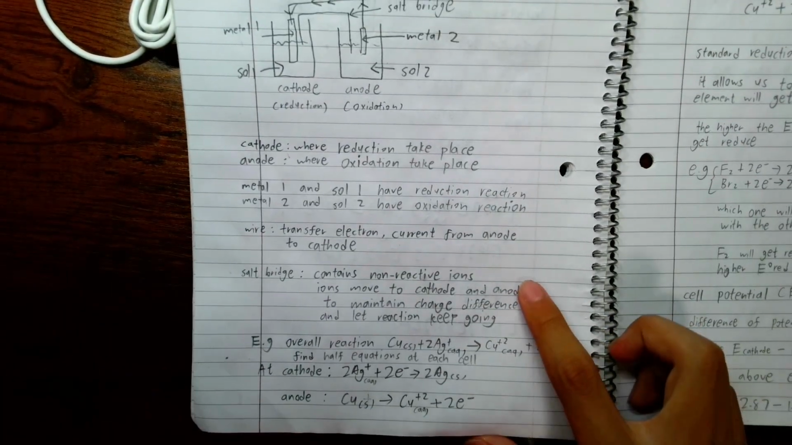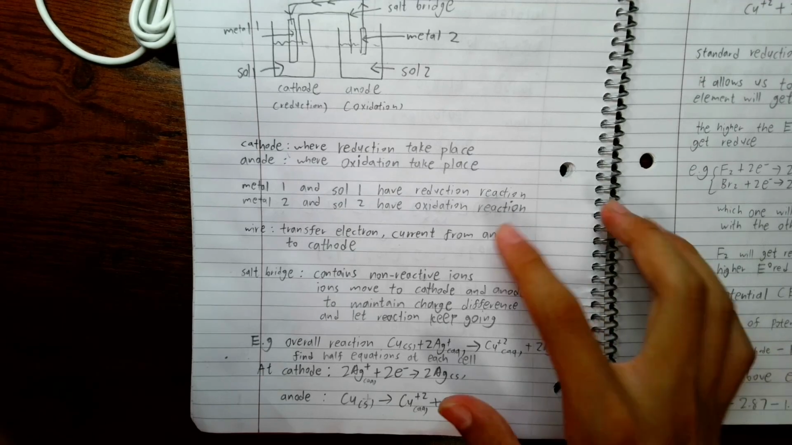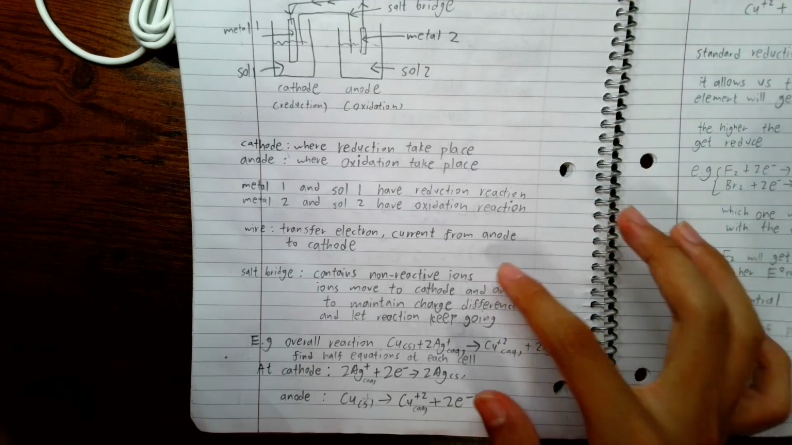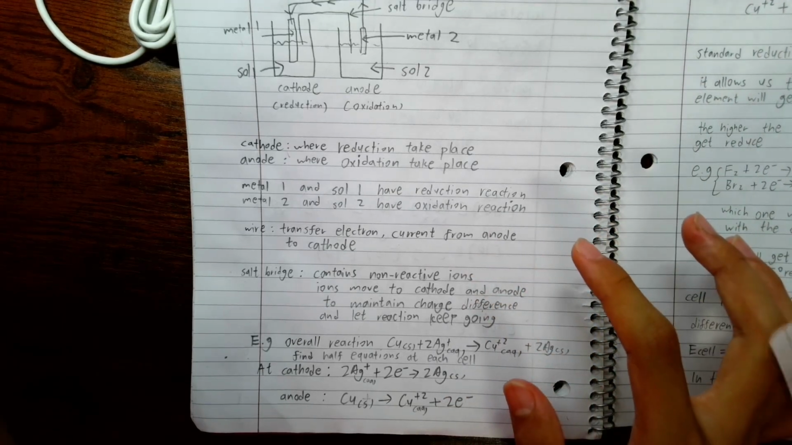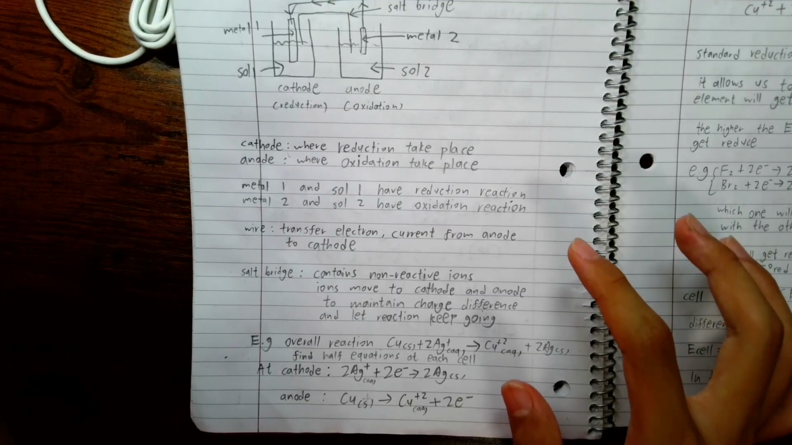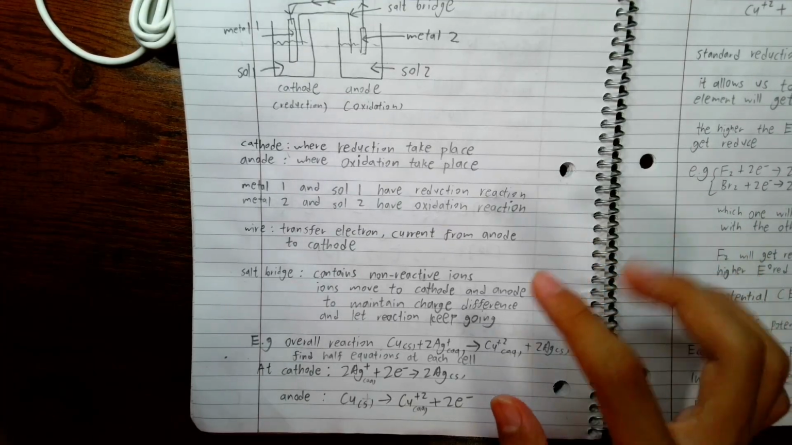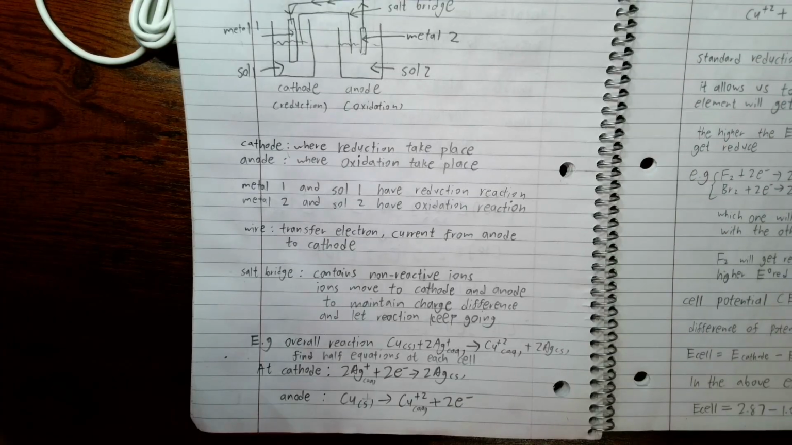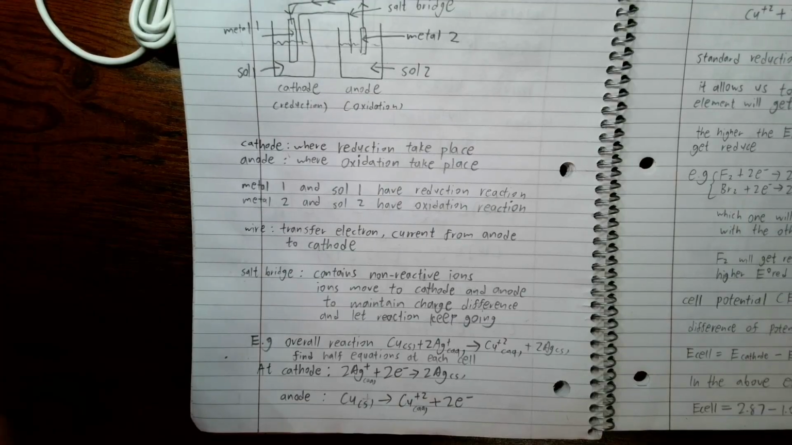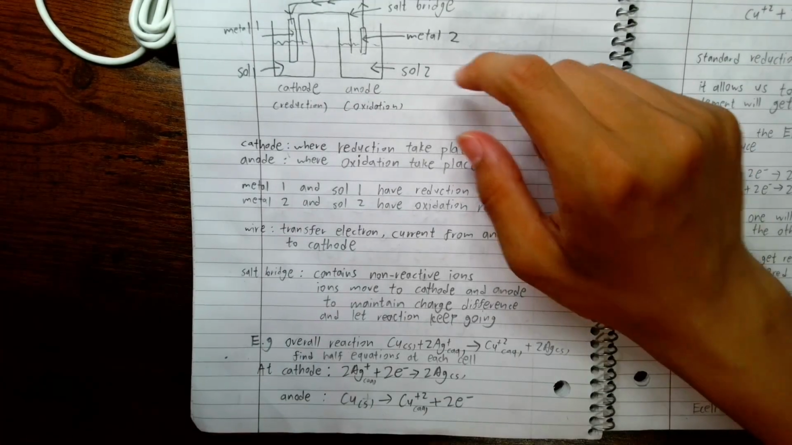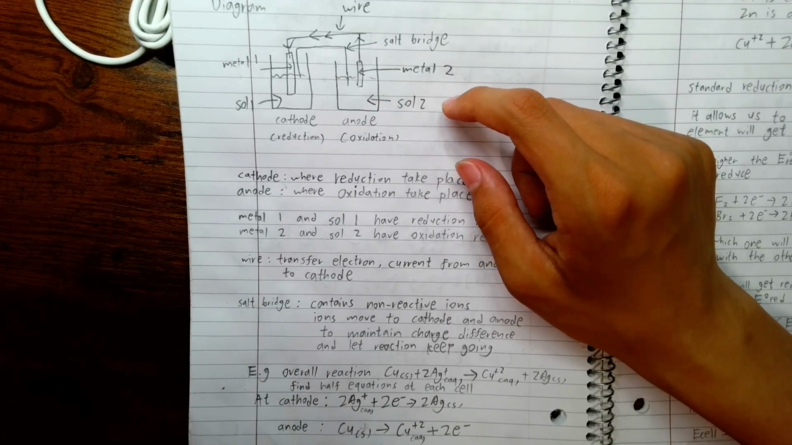The cell bridge is used to contain non-reactive ions. The ions will move to the cathode and anode to maintain the charge difference in order for the reactions to keep going. If we don't have a cell bridge, what will happen is that the charge will be balanced, and then the reaction will immediately stop. But if we add a cell bridge, it's different.